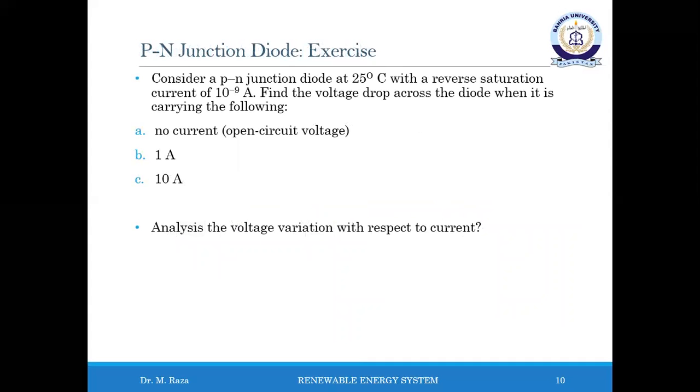To understand the voltage and current characteristic of a diode, solve this given exercise using the Shockley diode equation.